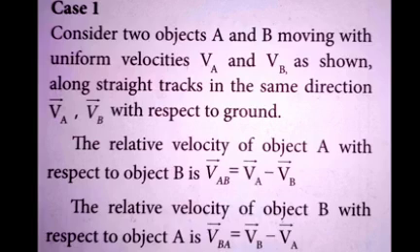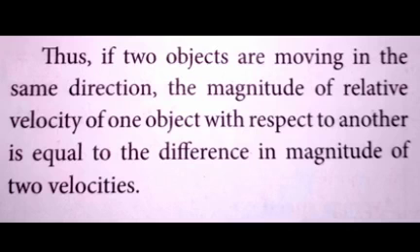What is the conclusion of this special case? If two objects are moving in the same direction, the magnitude of the relative velocity of one object with respect to another is equal to the difference in magnitude of the two velocities. Suppose the velocities are different from one another, not uniform. Then from the greater velocity we have to subtract the lesser velocity. So that is special case 1.